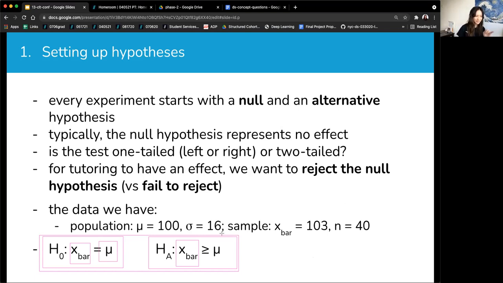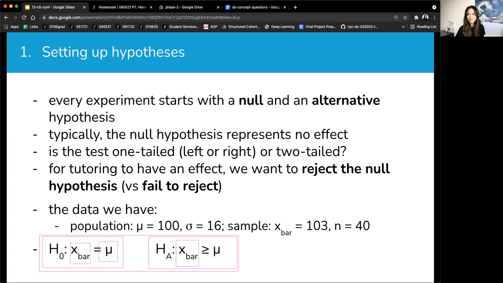With a standard deviation of 16, you can see that maybe 103 is not that big of a difference. If the standard deviation was 1, just as an example, that would mean 66% of the population has an IQ between 99 and 101. So in that small little sliver, 103 will be a lot more impactful. So that's what we're trying to use to calculate.